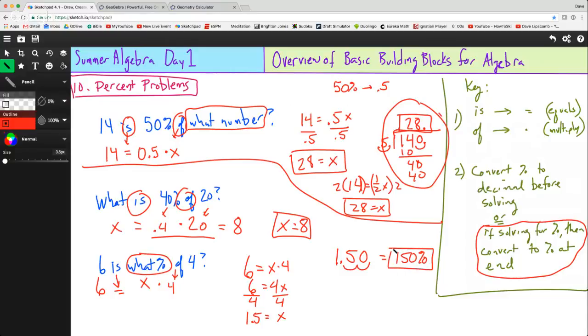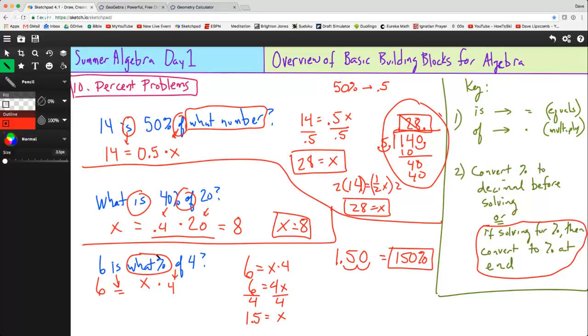5 is 150%. So 6 is 150% of 4. And that's our percent problems. Lots of practice will make you perfect at this. Key is this circling and doing your arrows, and you really can always set things up correctly.